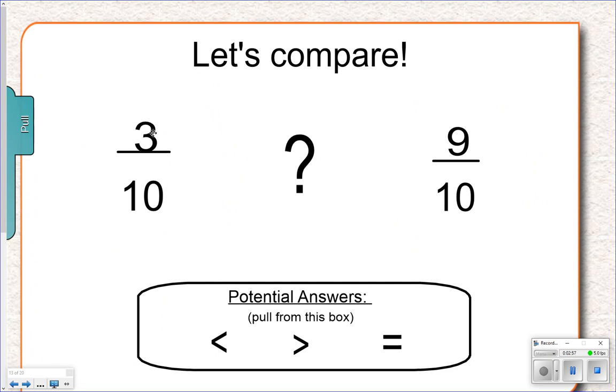Now, let's compare 3 over 10 and 9 over 10. I said if the two down numbers are the same, the bigger numerator means the bigger fraction. So, which one is bigger, 3 or 9? Yes, 9 is bigger. So 9 over 10 is bigger than 3 over 10, and 3 over 10 is smaller than 9 over 10.